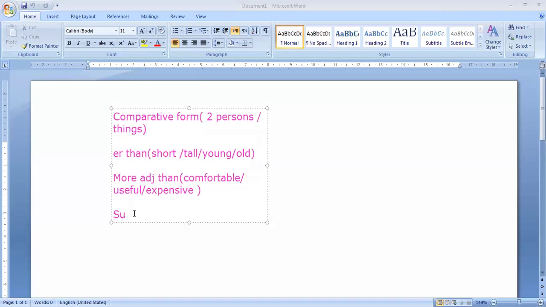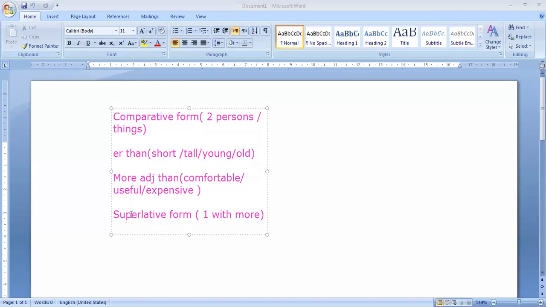In the superlative form, what can I do? Here we have the superlative form. So I compare one with what? With more. I compare one with more. Okay. This is the comparative. This is the superlative.